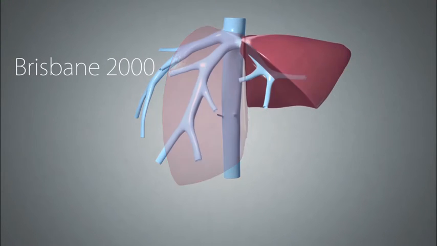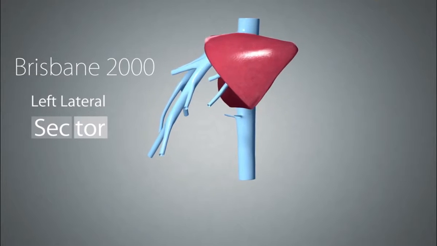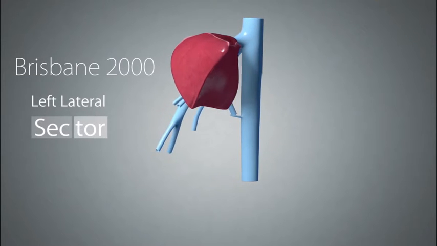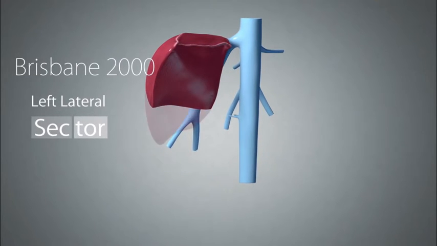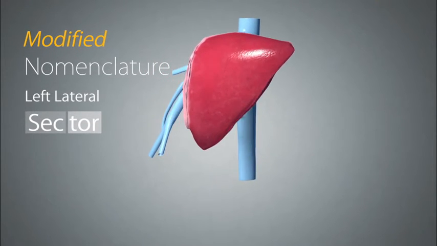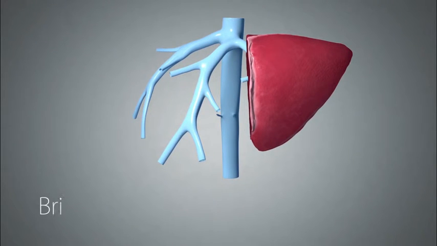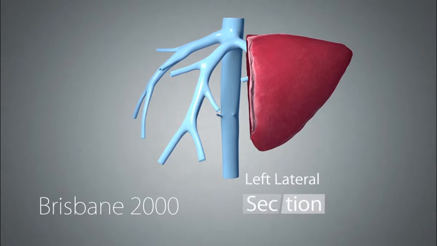According to Brisbane 2000 terminology, the parenchyma that lies superior and posterior to the left hepatic vein is termed the left lateral sector. Using the modified system, the left lateral sector actually refers to all the parenchyma that is left of the falciform ligament, which is termed the left lateral section by Brisbane 2000 terminology.